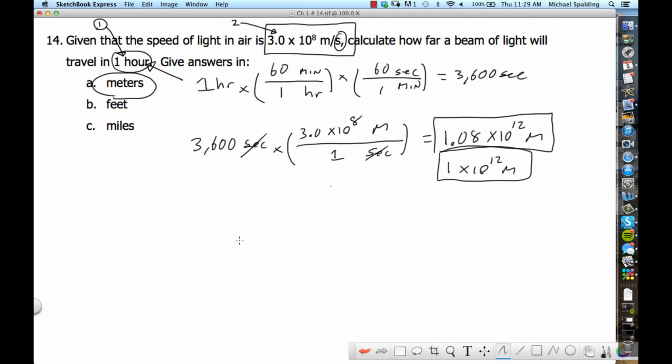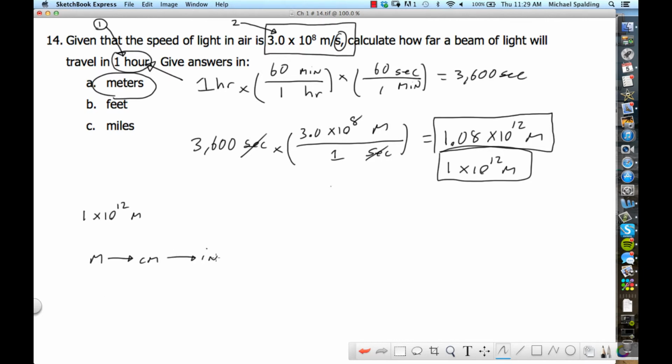Okay, so now that we have this in meters, let's go to part B. How would we put this into feet? So 1 times 10 to the 12th meters. What's our game plan going to be? We'll go meter to centimeters to inches to feet. Or you could go online and look up a direct conversion from meter to feet. I just don't know what that is.